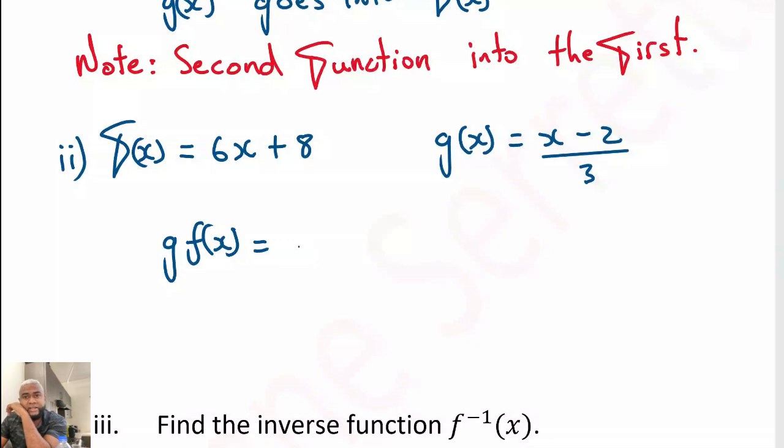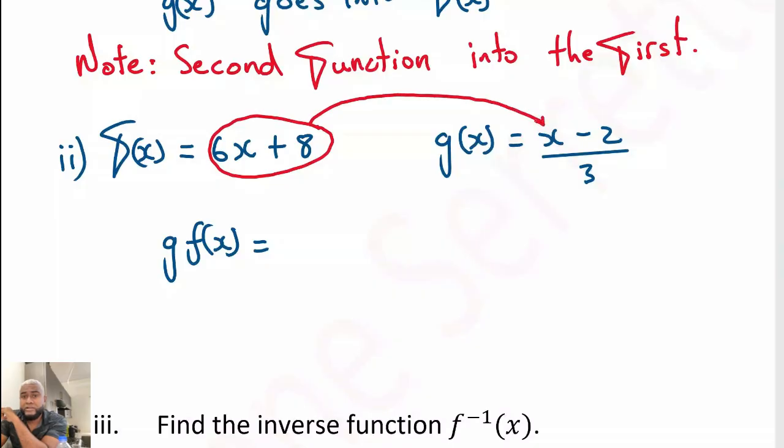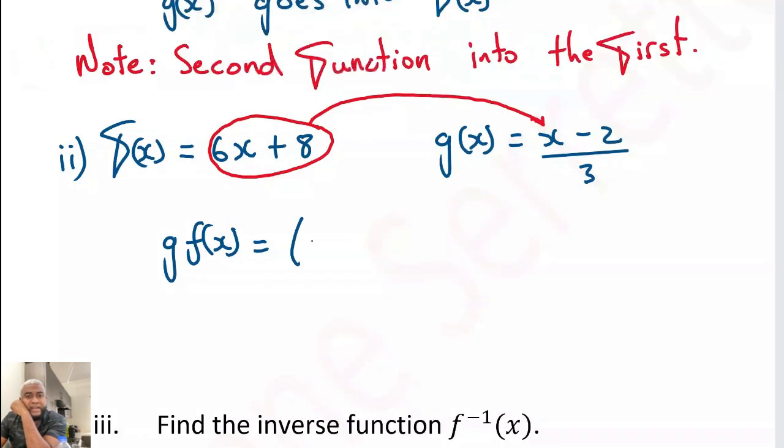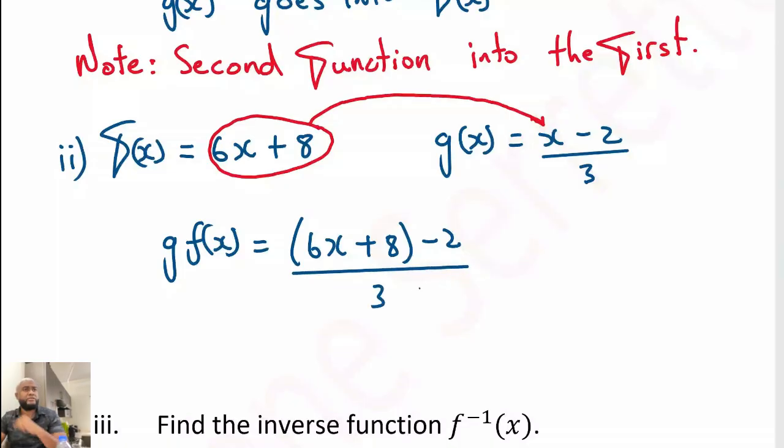Let me show you all what this means, right? So g of x is actually going to be x minus 2 over 3. But what is f of x? And f of x is this whole thing here. So this whole f of x, the second function, goes into the first, which is g of x. So this takes the place of x here. Everybody clear? So watch it. Instead of putting x minus 2, I'm going to put 6x plus 8 minus 2 all over 3. Everybody good there?